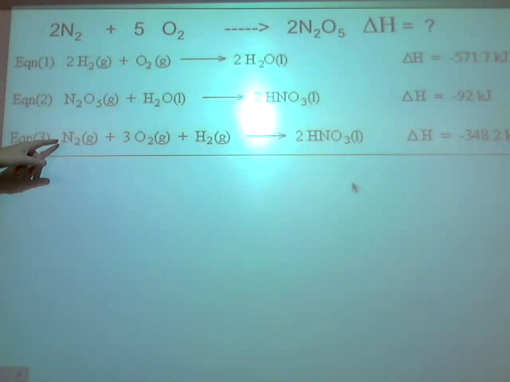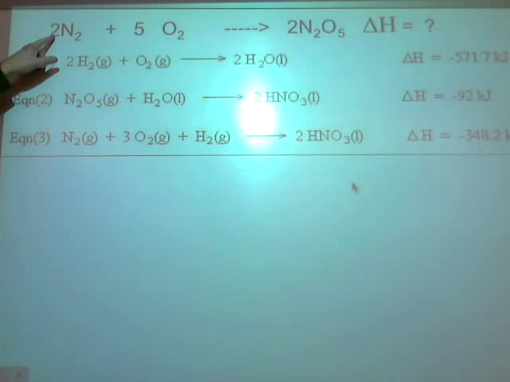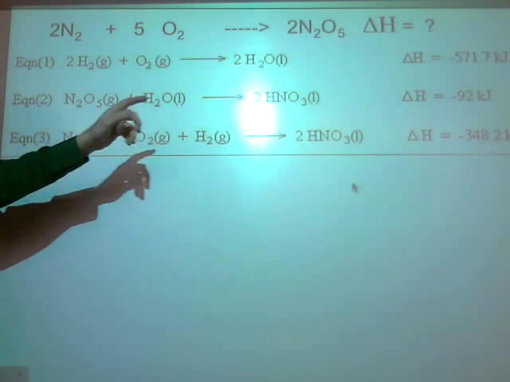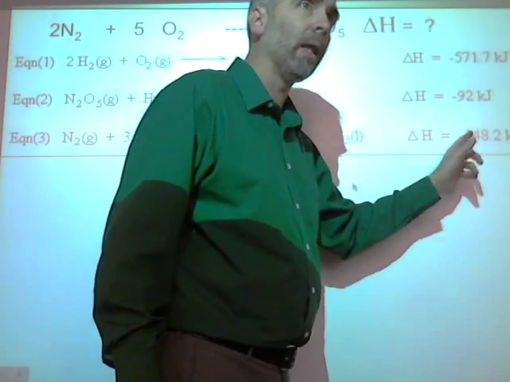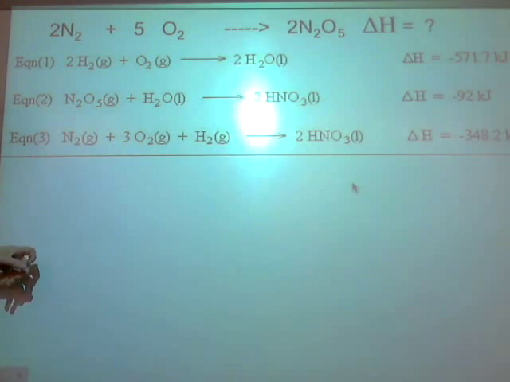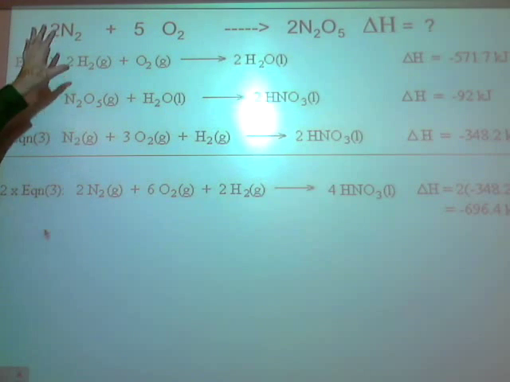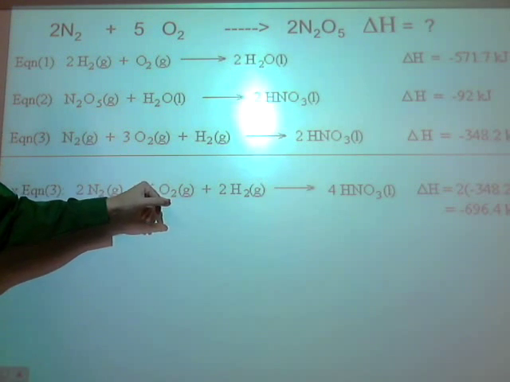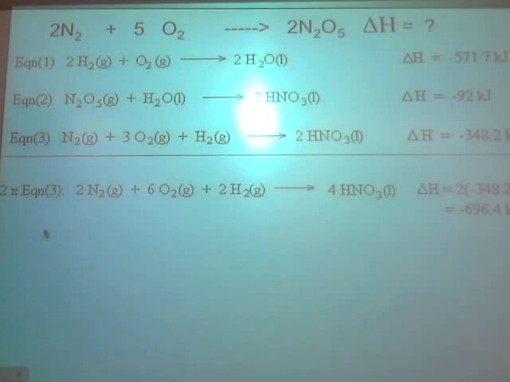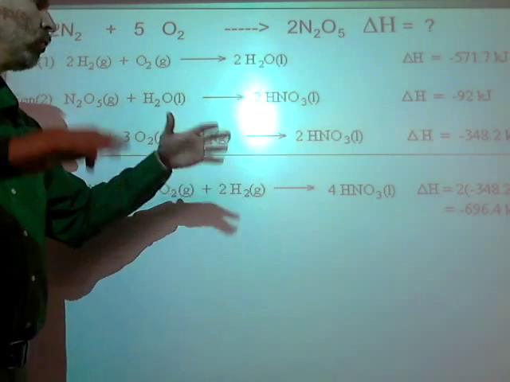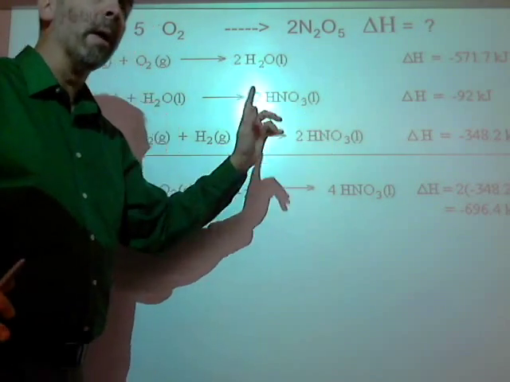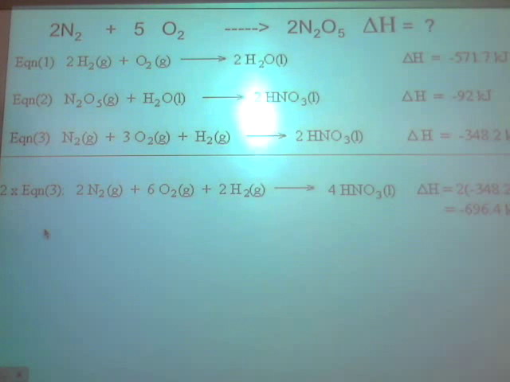But what will I have to do to equation 3 in order to have 2 N2s? Multiply everything by 2, right? Including that number. Got it? So, again, you're not copying this, but 2 times equation 3 is going to give you 2 N2s, which is nice. I now got my 2 N2s. Unfortunately, I also have 6 O2s. I don't need that many. We'll take care of him later. H2s, which I don't need. HNO3s, which I don't need. But nice, I have taken care of at least 2.